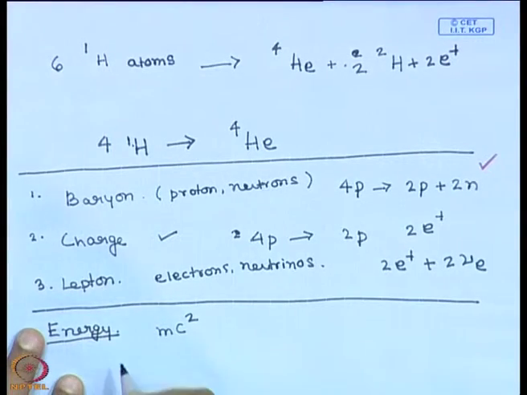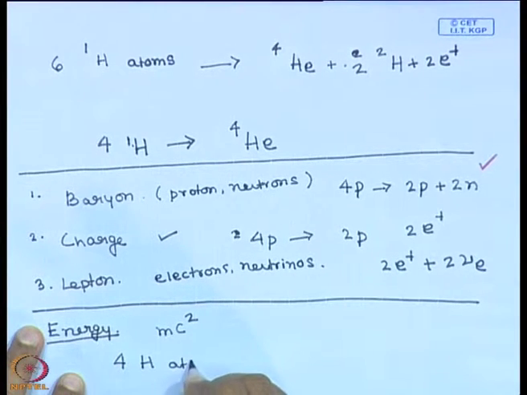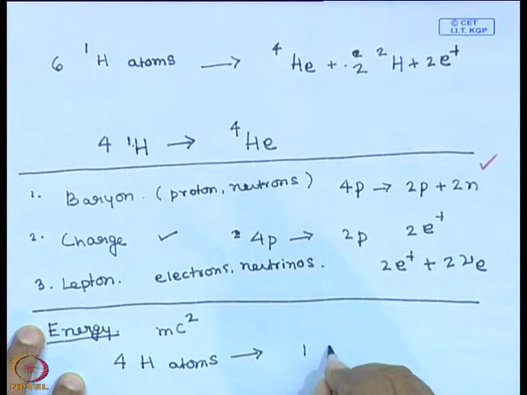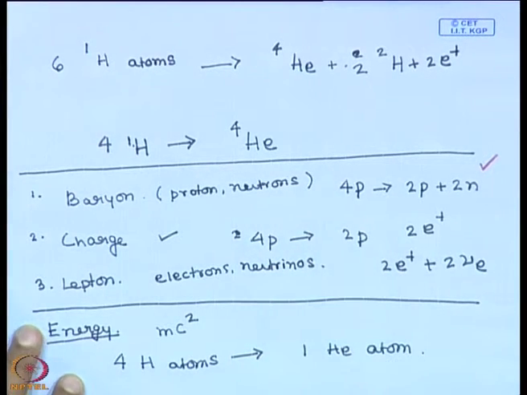Okay. And in this process, one has to also be a little careful and take the electrons into account. So, essentially one has to look at the energy difference between 4 hydrogen atoms and the end product, which is 1 helium atom. That is the energy which is released in this process.